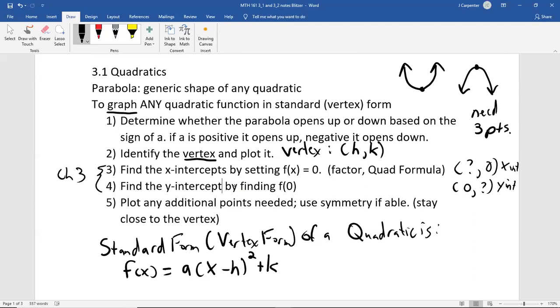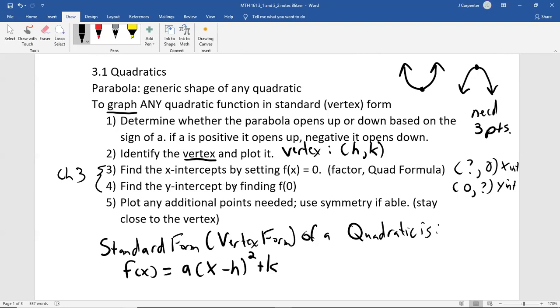So the vertex will be the first point you find. You'll always find it. The X-intercept will either be the next 2 or 1 or no points you find. Could be any of those 3 cases. Then you'll find the Y-intercept. So once you find that Y-intercept, you may actually have 4 points, you may have 3 points, or you may have 2 points, which is why this step 5 says plot any additional points if needed. Use symmetry if you're able to. I suggest staying close to the vertex.